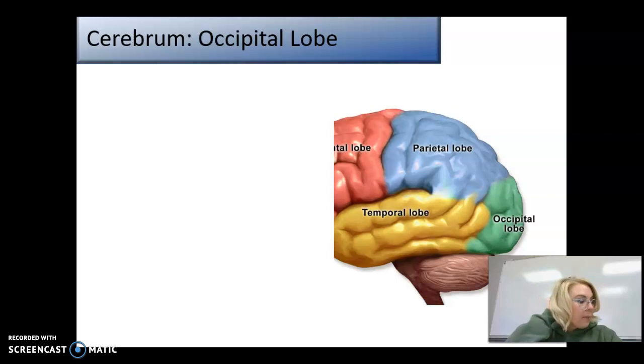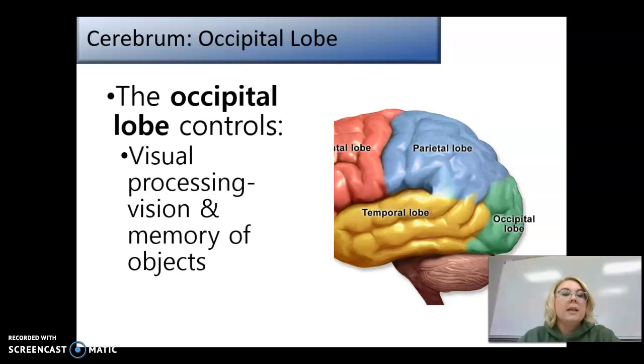Occipital lobe, right back here. Occipital meaning vision, okay? It is the one that has visual processing, vision, and memory of objects.